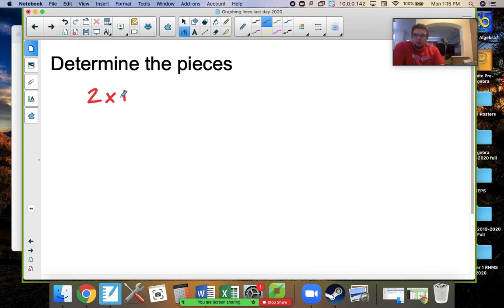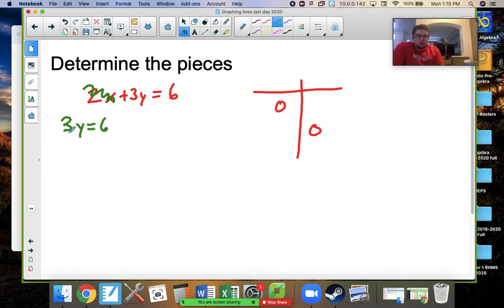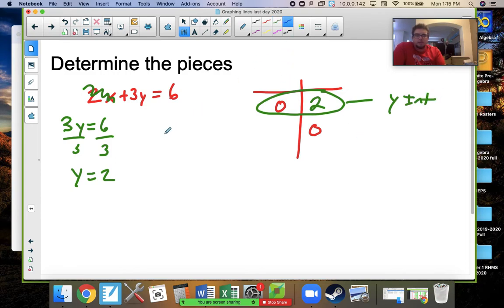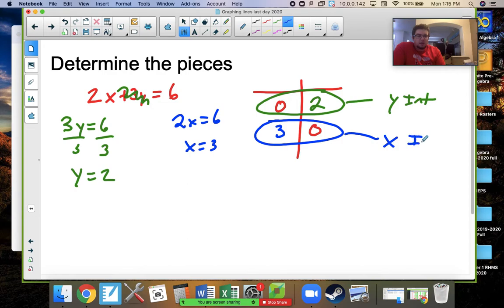So I have 2x plus 3y equals 6, 0 and 0. Plugging 0 in for x cancels that out. I divide both sides by 3. And so what we just found right here is our y-intercept. I plug 0 in for y. I'm left with 2x equals 6 and x equals 3. That right there is our x-intercept.